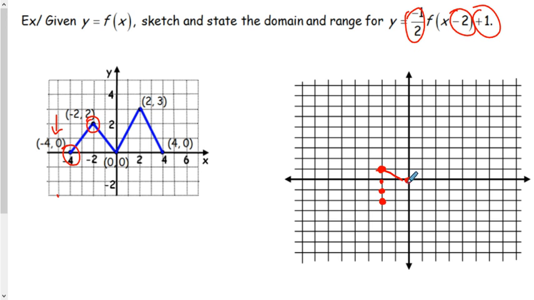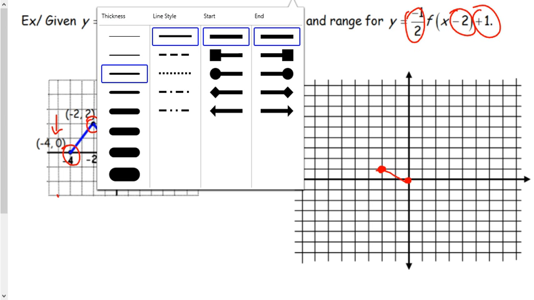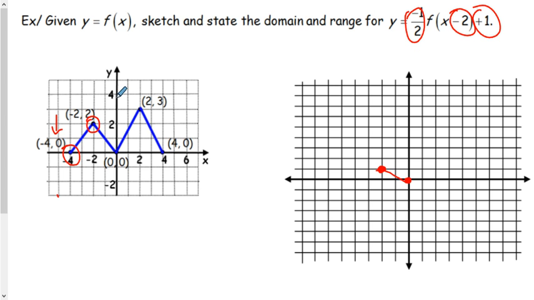So that's our next point. Okay, let's do the one after that. Let's do this point right here on the 0, 0. So normally that would start right here on the origin. I'm going to reflect it. That doesn't change it. I'm going to divide the y values by half. That doesn't change it because they're already 0. I'm going to move it up 1 and over 2. That's going to put it right here.